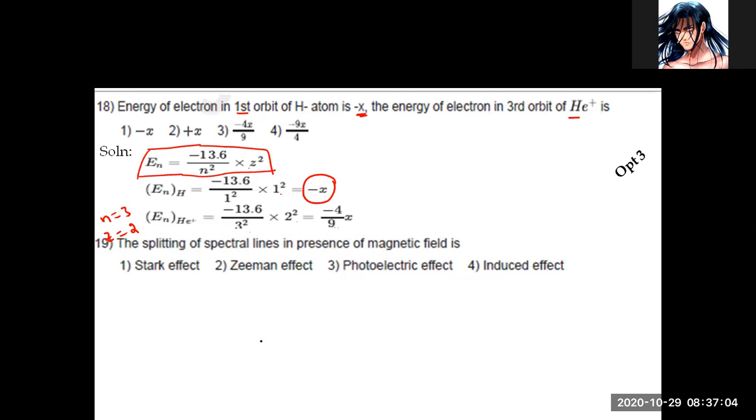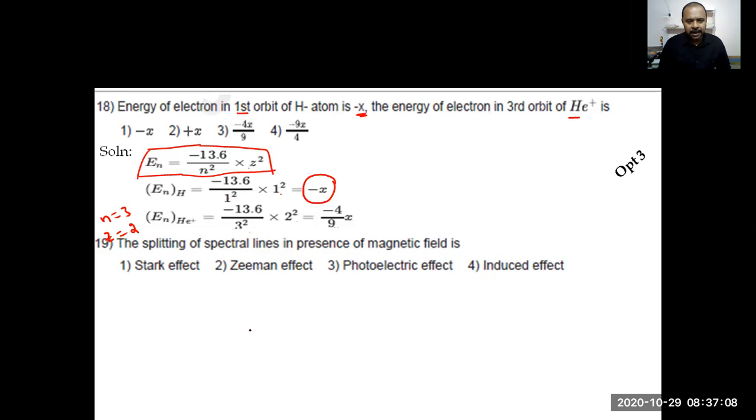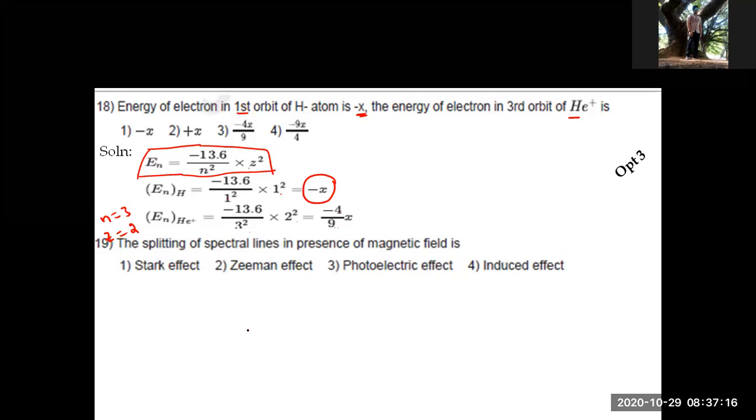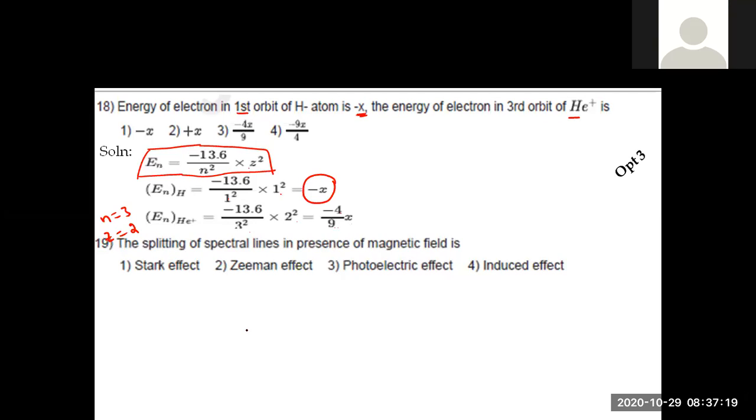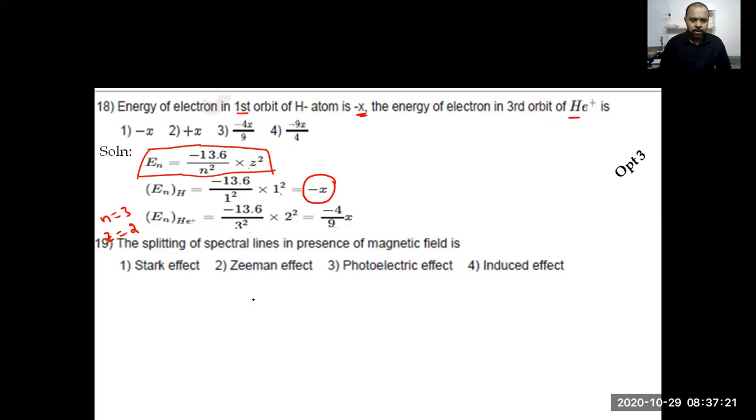19th we will take. The splitting of spectral lines in presence of magnetic field is? Sir, Zeeman effect. Then what is the splitting of spectral line in external electric field? Sir, Stark effect. Okay, so it is option 2.